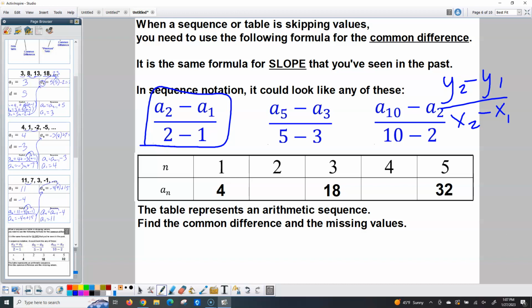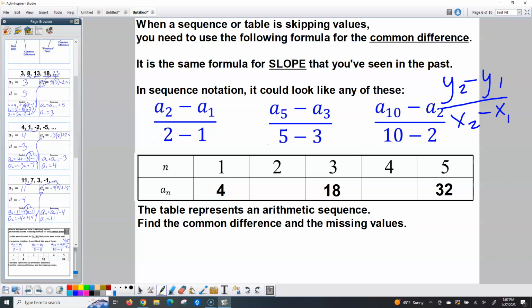And same kind of ordeal. It's just sequence notation here: a sub 2 minus a sub 1 over 2 minus 1. Something to take note of, though, is that these numbers are consistent. They are the same each time. That is something that oftentimes helps students remember what to write on this slope formula. So find the common difference and the missing values.